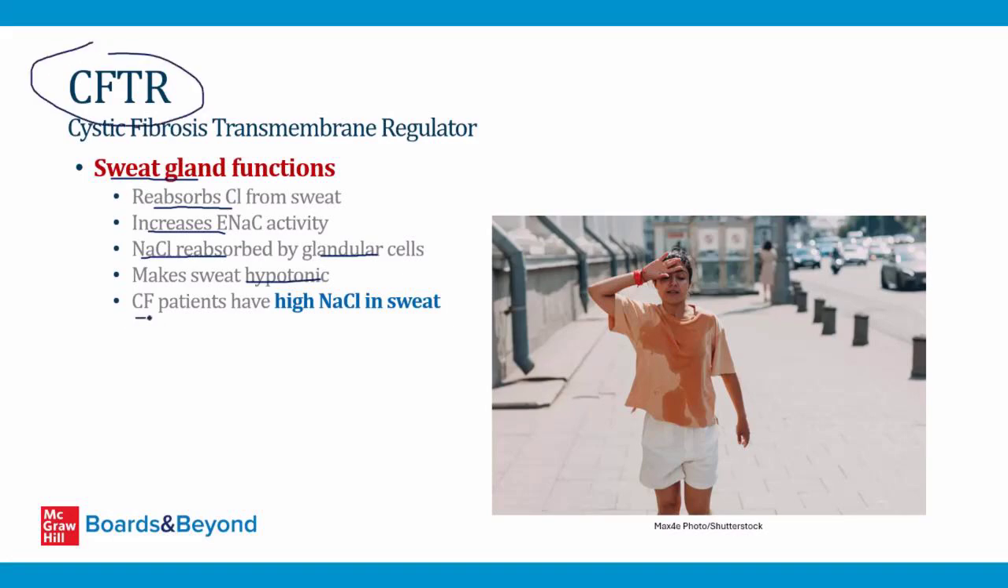This means that in cystic fibrosis patients where the CFTR doesn't function normally, they have higher amounts of sodium chloride compared to normal in their sweat. And this is one of the ways we make the diagnosis of cystic fibrosis. It's called a sweat test, and we'll talk about it later. There aren't really clinical consequences of more sodium chloride in the sweat, but this is a very important feature of cystic fibrosis used for diagnosis.